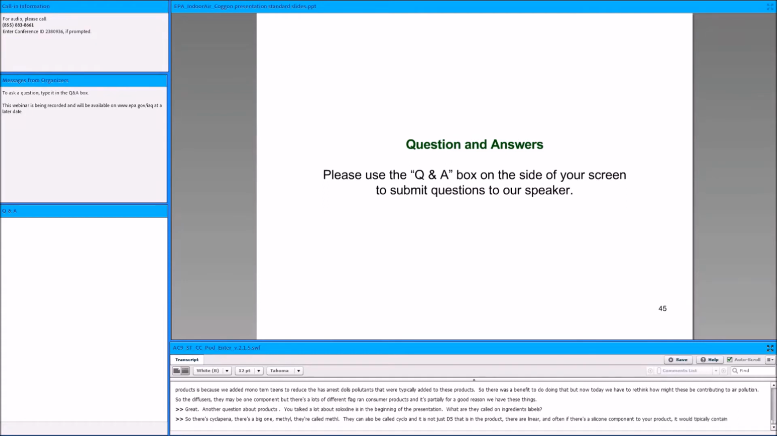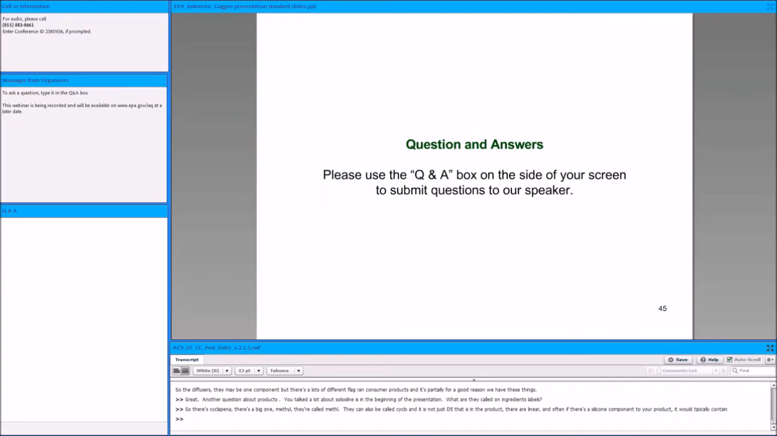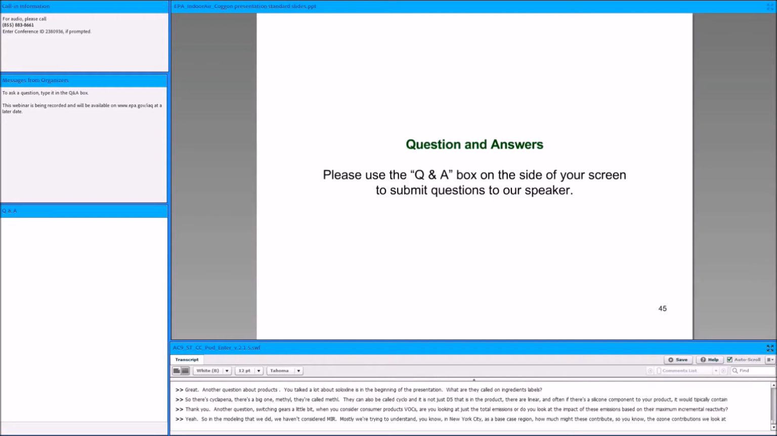Thank you. Another question, switching gears a little bit. When you consider consumer products VOCs, are you looking at just the total emissions, or do you look at the impact of these emissions based on their maximum incremental reactivity? Yeah, so in the modeling that we did, we haven't considered MIR. Mostly we're trying to understand, in New York City as a base case region, how much might these contribute? So the ozone contributions that we look at are model related, but that does have some relationship to MIR.